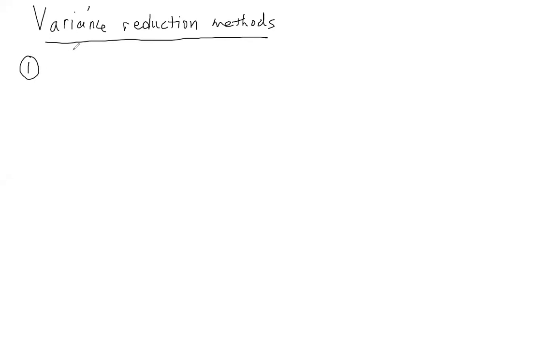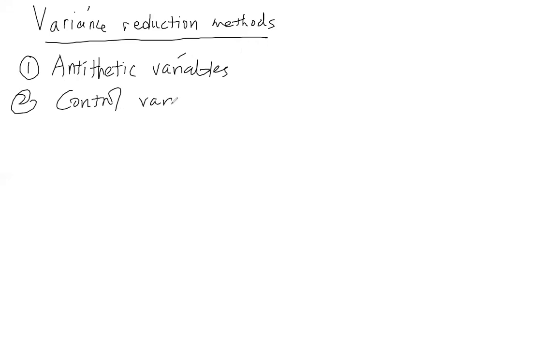The first one is antithetic variables. And the second type is control variables, okay? Right, okay. So let's talk about the first one. Okay, what are antithetic variables?